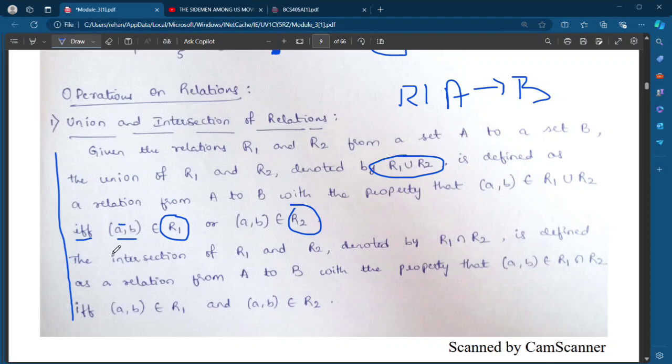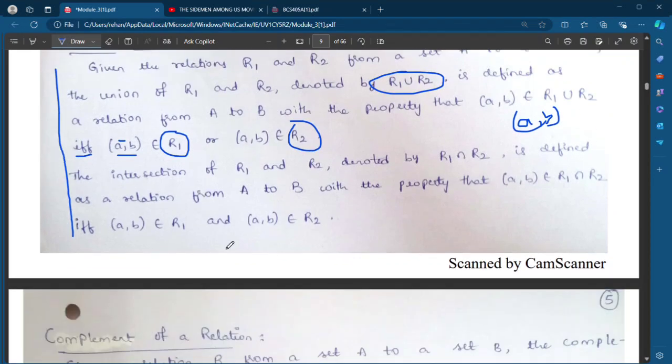Why are we taking these two? From A to B we are deriving a relation, so it will be in the form of (a, b) itself. Two relations we are deriving, so it should belong either to R1 or R2. Sometimes it will belong to both.